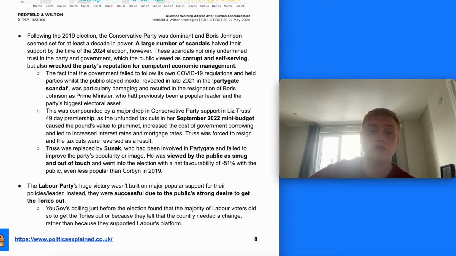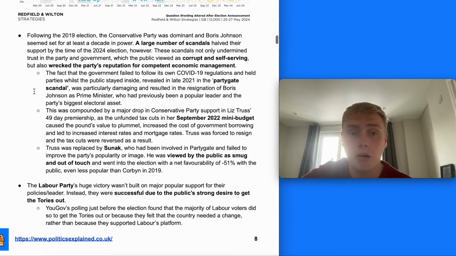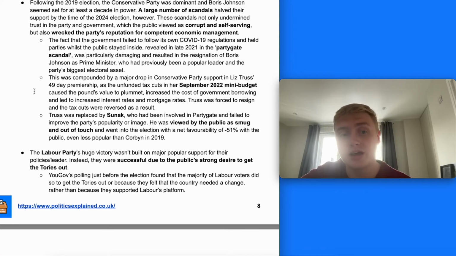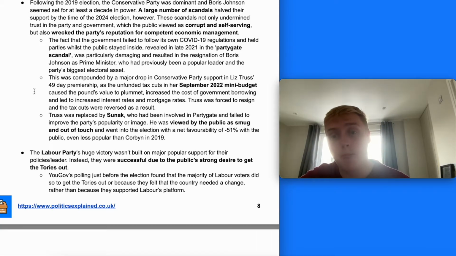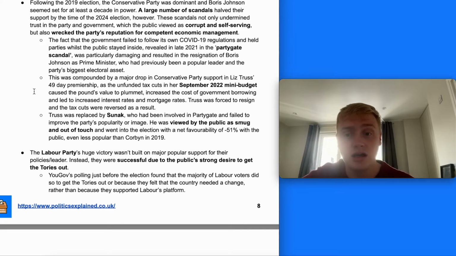So the fact that the government failed to follow its own COVID-19 regulations and held parties whilst the public stayed inside, revealed in the Partygate scandal, was particularly damaging and led to Boris Johnson's resignation. Boris Johnson became largely unpopular because of it, and so did the Tory party. But crucially, they also lost Boris Johnson as an asset. He is one of the few potential leaders of the Tory party who could get the sort of voters who then went on to vote for Reform. So removing him was viewed by some Conservative MPs as a bit of a failing as well, particularly if you look at who he was replaced with.